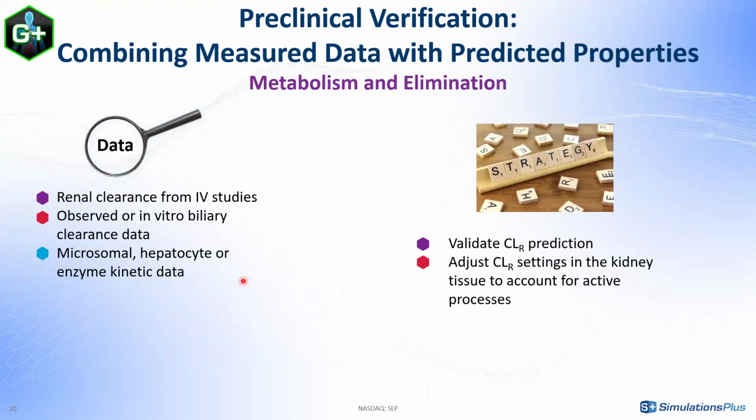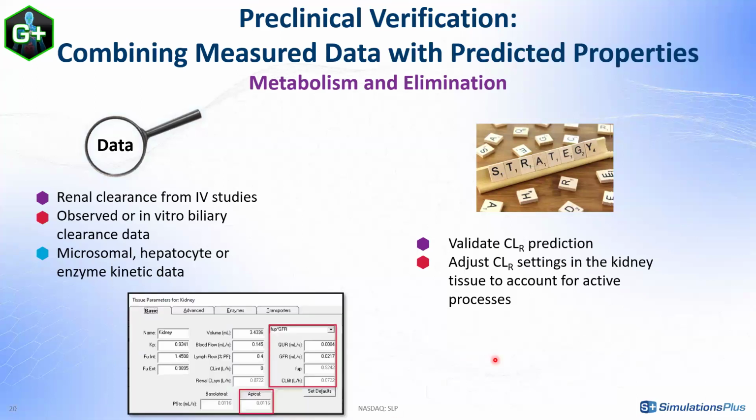We can adjust the renal clearance settings in the kidney tissue to account for active processes. And there are also other prediction methods available if the FEP times GFR method doesn't work. For example, we could try using a fraction of kidney blood flow and use the same fraction across the species and see if it predicts across the species before applying it to human. In addition, the apical PSTC here can be adjusted to take account of any reabsorption that we may see.